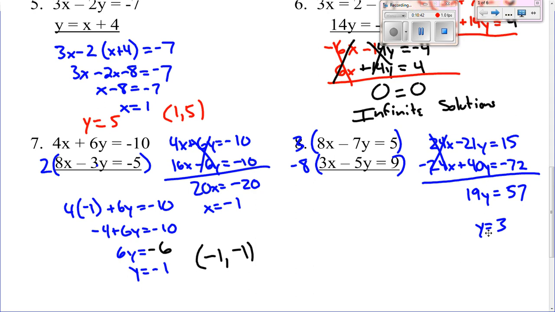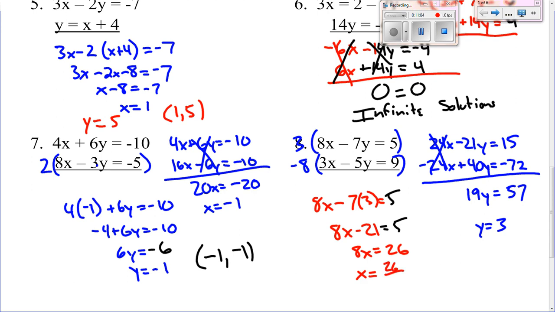And I take the y equals 3 and plug it in. 8x minus 7 times 3 equals 5. 8x minus 21 equals 5. Add the 21 over, you get 8x equals 26. Divide by 8, you get x equals 26 over 8, which is 3.25. It's not approximate, that's what it is. 3.25 and 3.